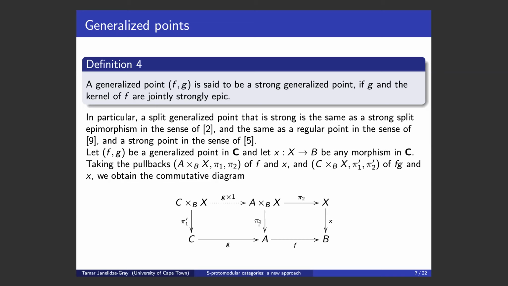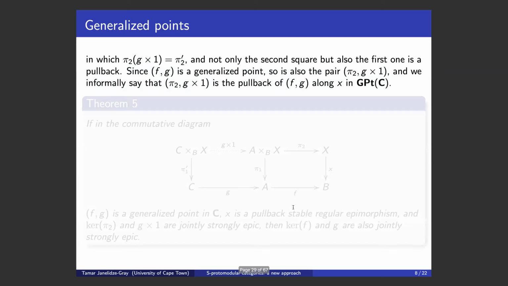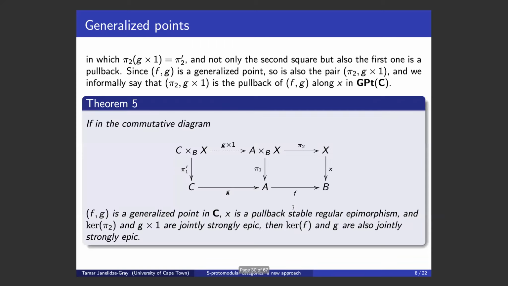So at the top, the pair that we get, g cross 1 and pi2, is also a regular epimorphism, and we call that pair the pullback of fg along x. So that's a pullback in generalized points in C. All right, now continuing further, we have the following theorem.